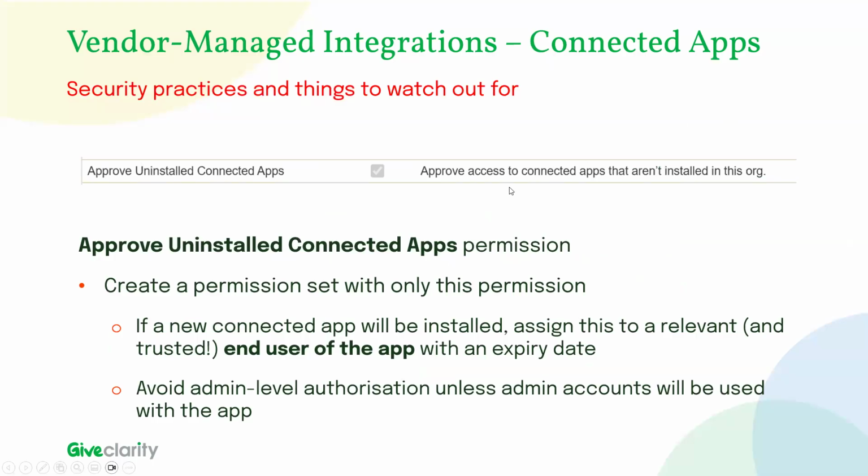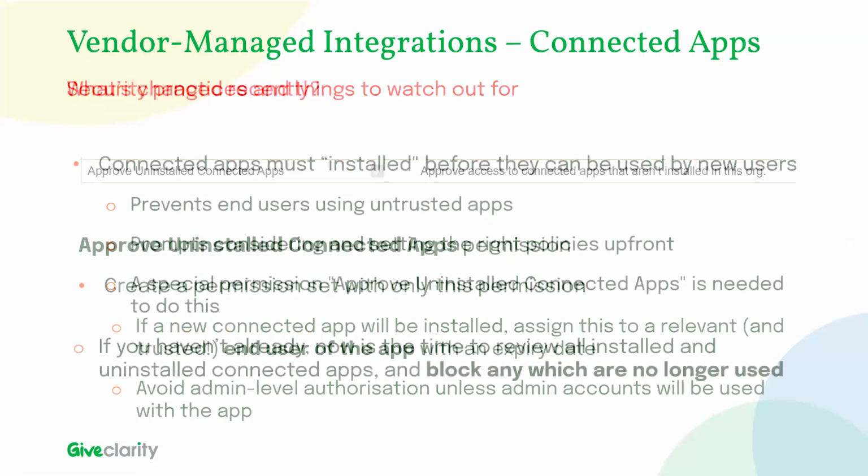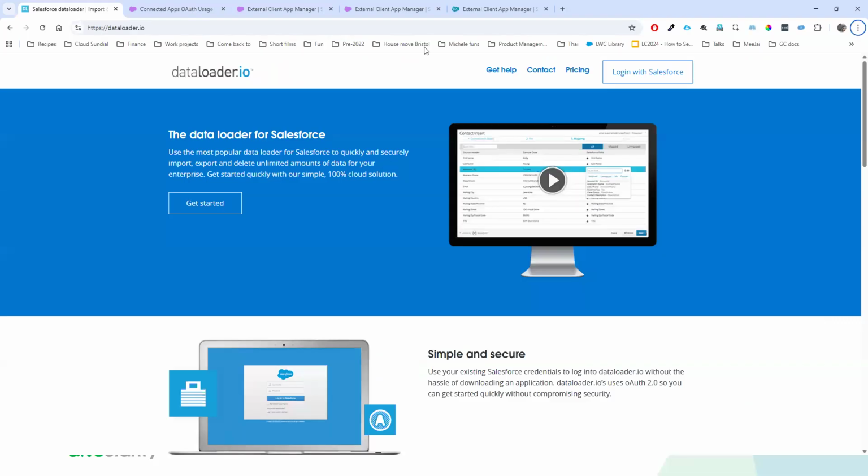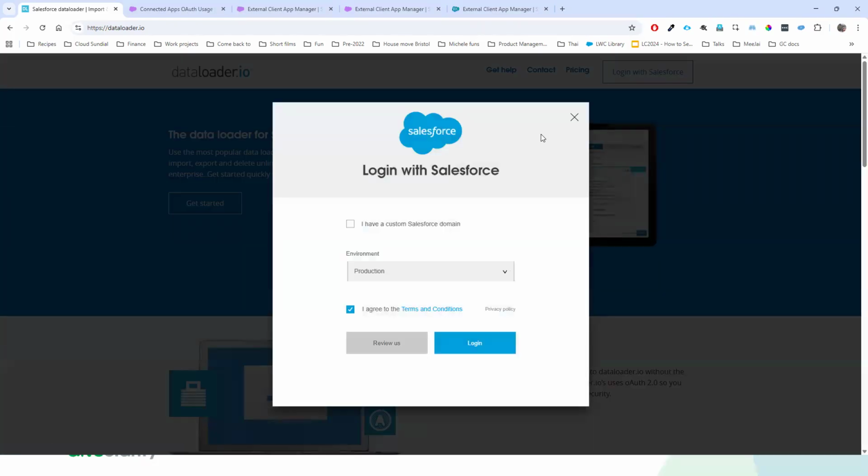Okay, just before we go on to the next part, I want to run through the process very briefly of actually installing a connected app and showing the policies as well, to show the whole end-to-end process of installing and setting up policies, and then how you go about uninstalling or blocking apps as well.